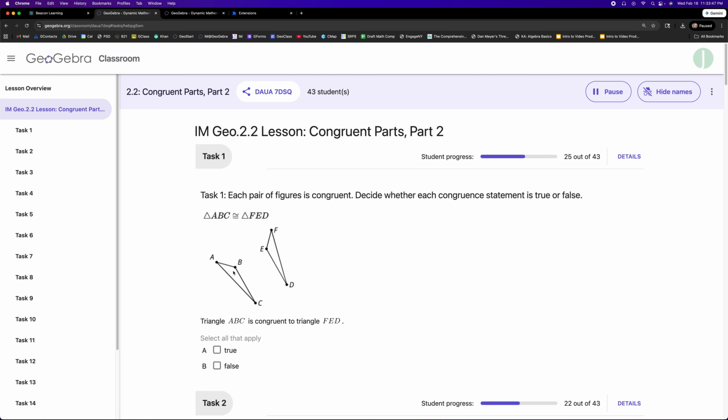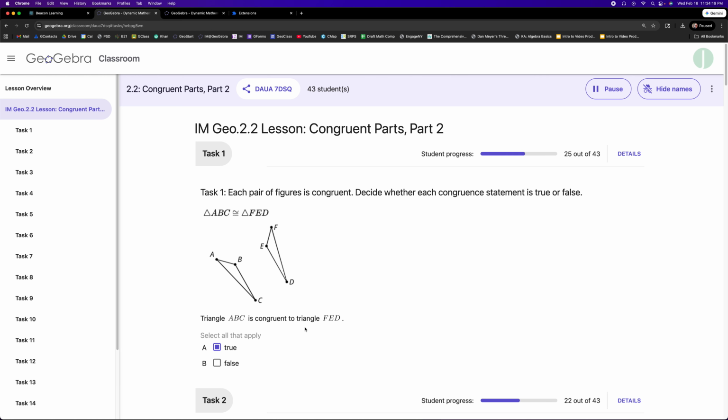If I were going to move ABC onto FED, I could slide this over and rotate it until E and D and B and C matched up, and then I could reflect it across there and it should match up. A would land on F, B would land on E, right? And C would land on D. So that's how we do this. We're just matching up the points and how they are in order of the statement. Okay? So this one's true. All right, great.